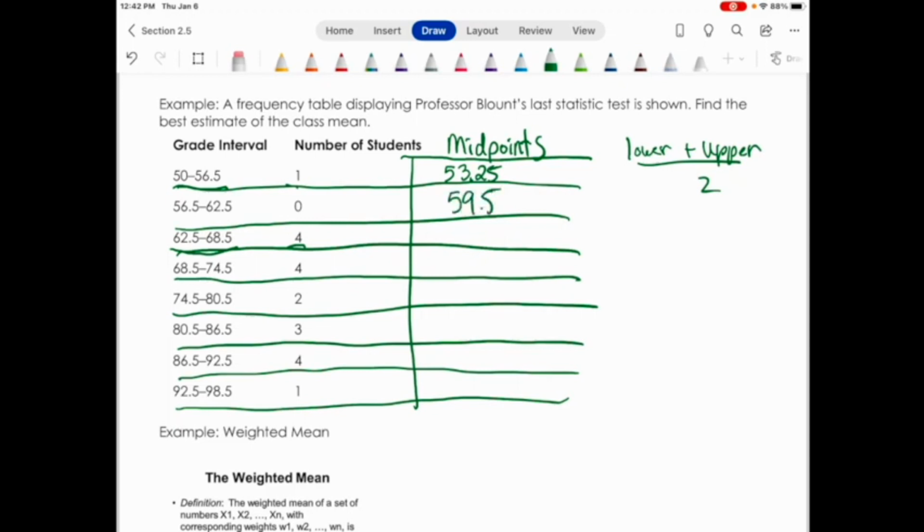On the second interval, I'm going to get 59.5. On the third interval, I'm going to get 65.5, then 71.5, 77.5, 83.5, 89.5, and then 95.5. So these are all my midpoints.